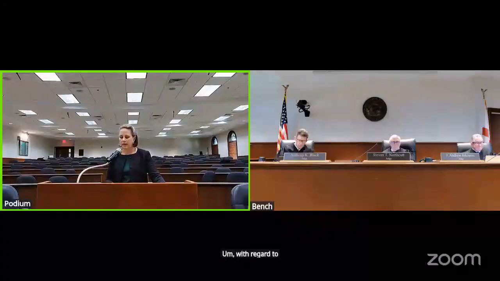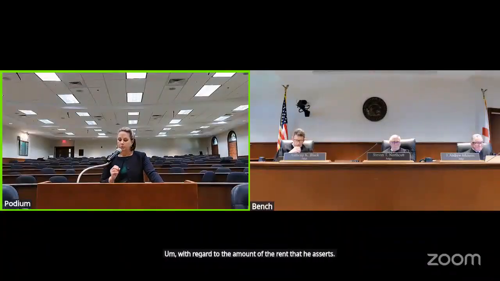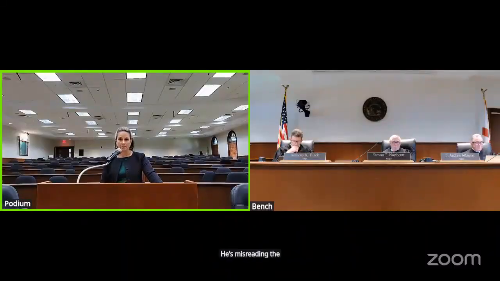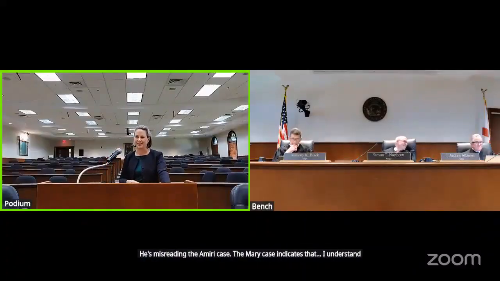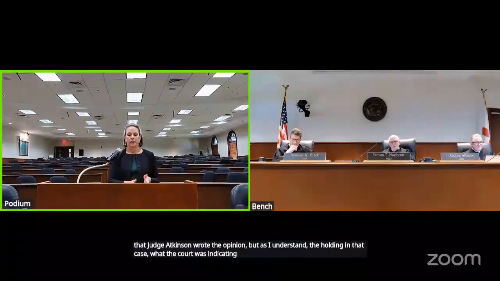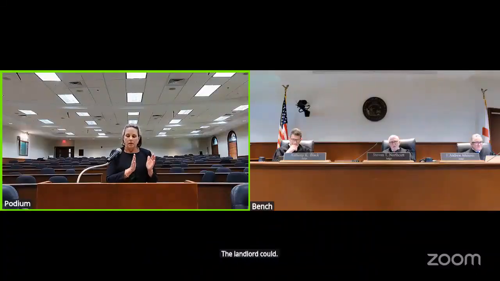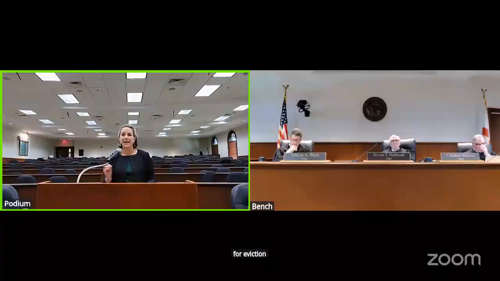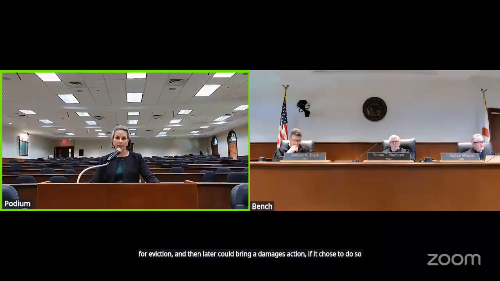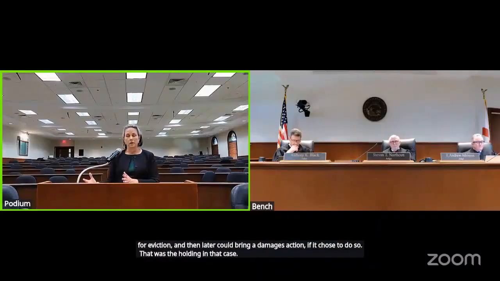With regard to the issue of the rent being released to the landlord after the final judgment, he's misreading the Amiri case. I understand that Judge Atkinson wrote the opinion, but as I understand the holding in that case, what the court was indicating is that the landlord could invoke the summary procedure for eviction, and then later could bring a damages action if it chose to do so. That was the holding in that case. And that's not the issue here.